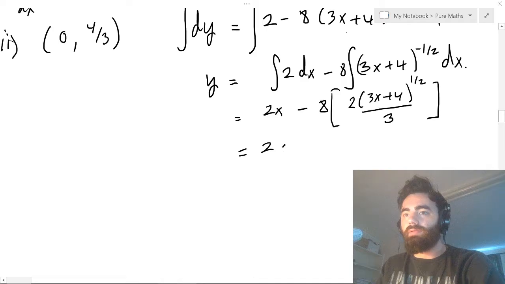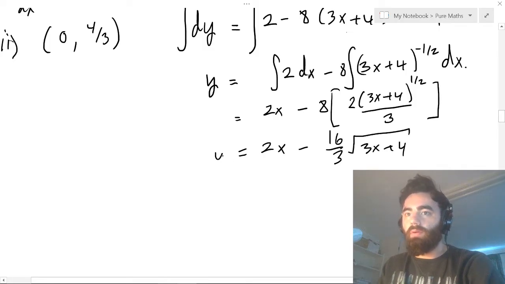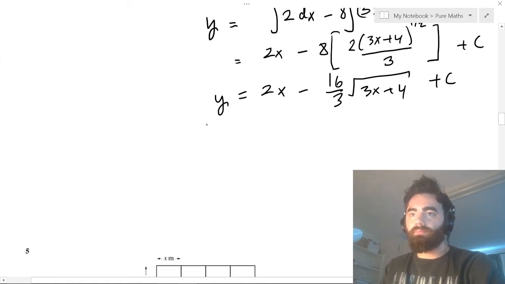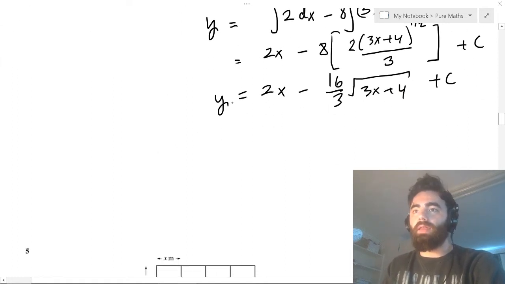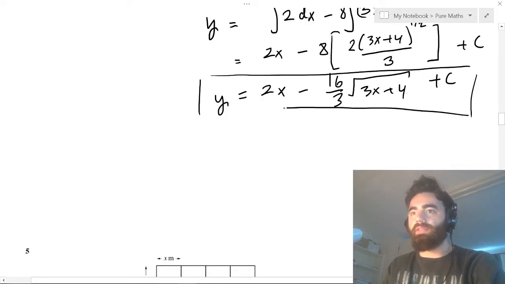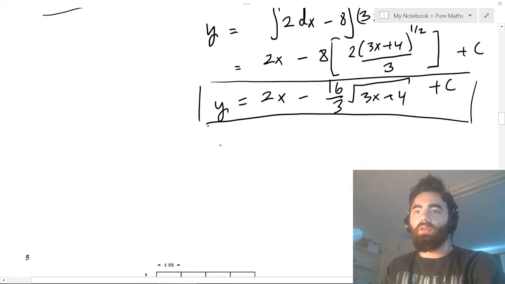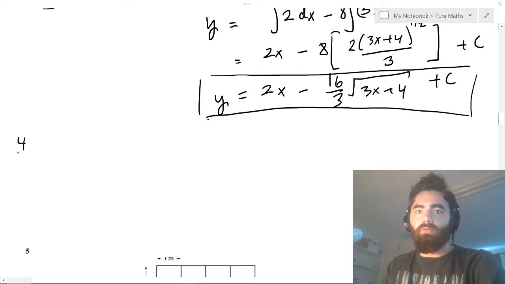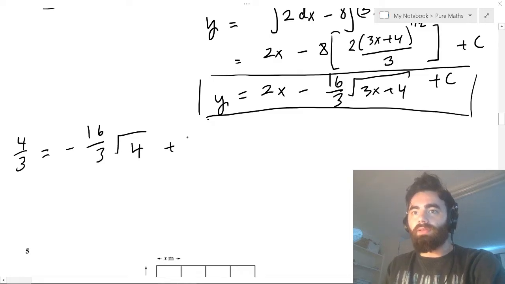Okay, so that equals 2x minus 16 over 3 times the square root of 3x plus 4. So we have our y, but remember we have to add c when we integrate, right? And I've talked about why that is before. Okay, so we've got this equation, but now we need to find out what c is. Well, we have a point on this curve, so if we substitute that in, we can find c. So with the point (0, 4/3), we get 4/3 equals 0 minus 16 over 3 times the square root of 4, plus c.